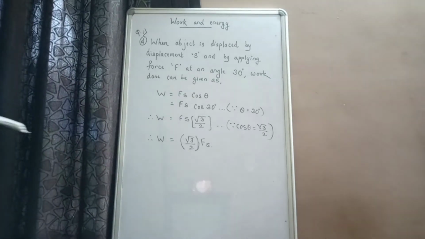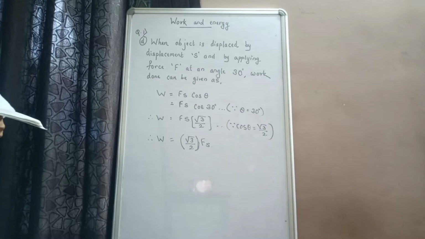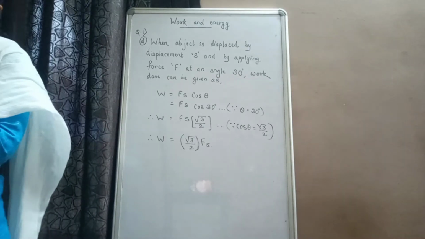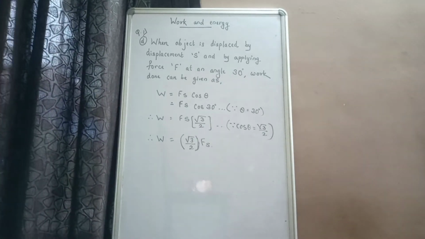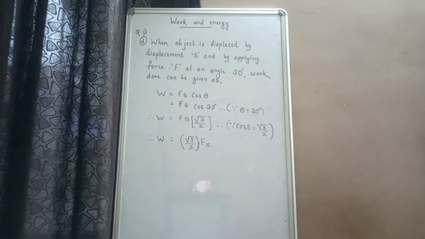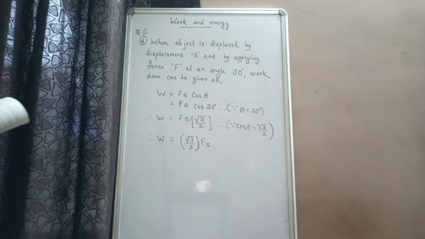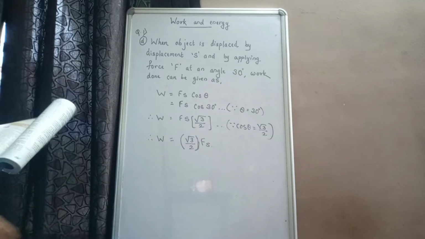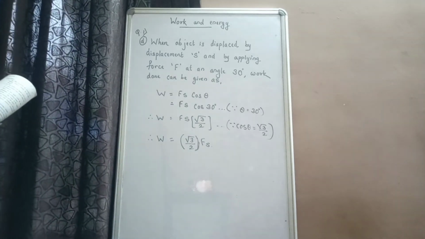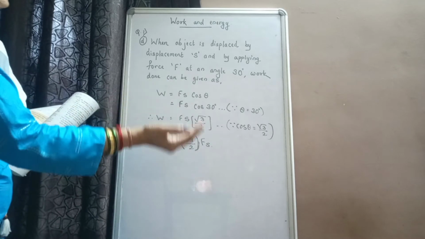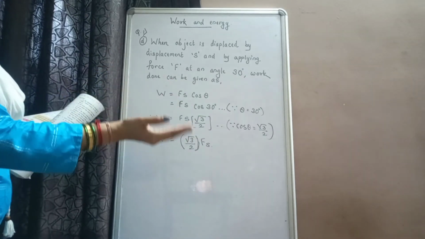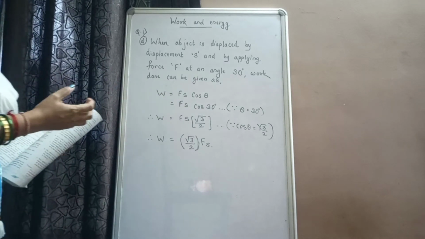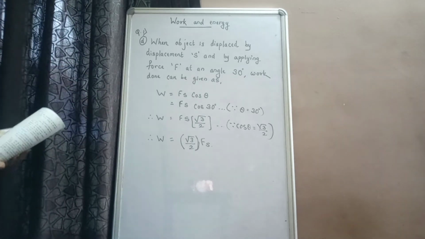Question D is: determine the amount of work done when an object is displaced at an angle of 30 degree with respect to the direction of the applied force. Determine the amount of work done, that means we have to calculate the work when an object is displaced at an angle of 30 degree, whatever the force is applied.